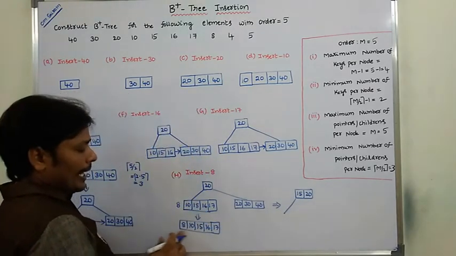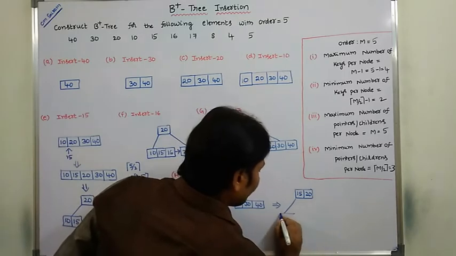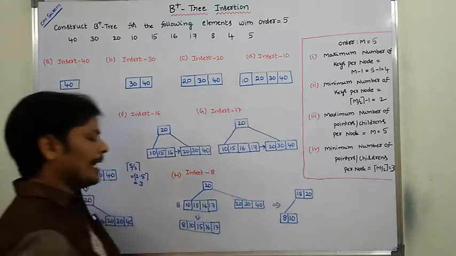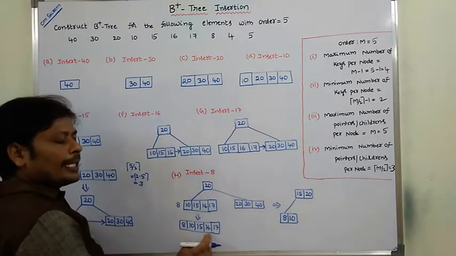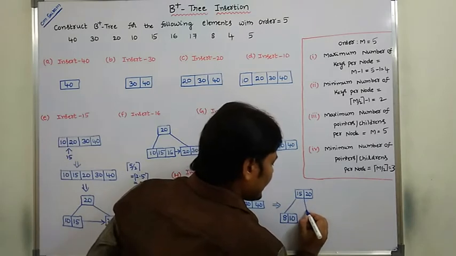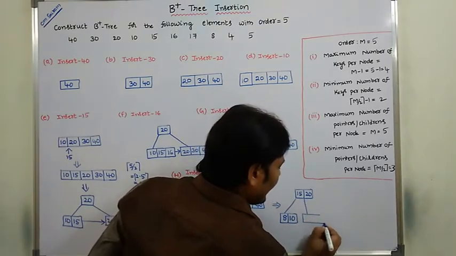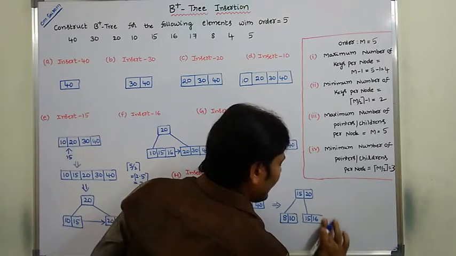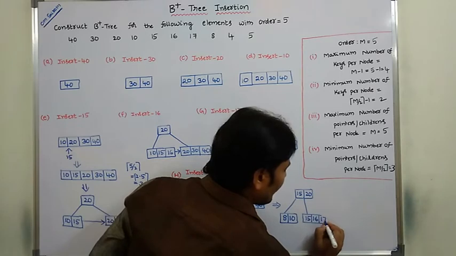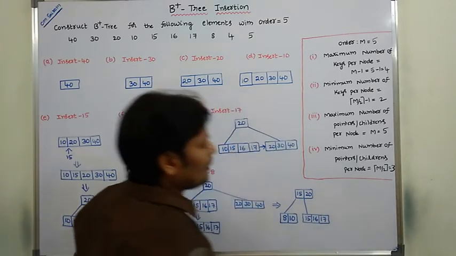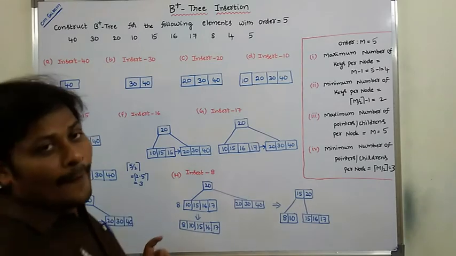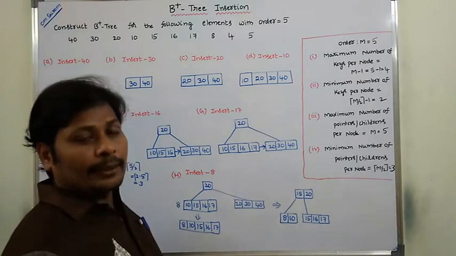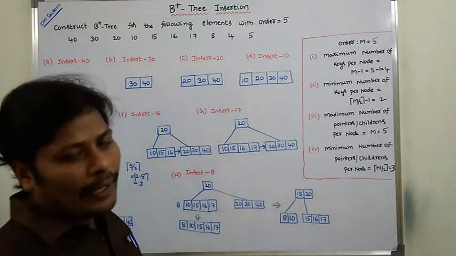Now 15's left child contains 2 key elements, 8 and 10. 15's right child contains 16 and 17. So in addition to 16 and 17, 15 is also added. Because in the B plus tree, the leaf nodes contain the data elements, and the internal nodes contain the pointers or addresses that point to the data elements at the leaf nodes.